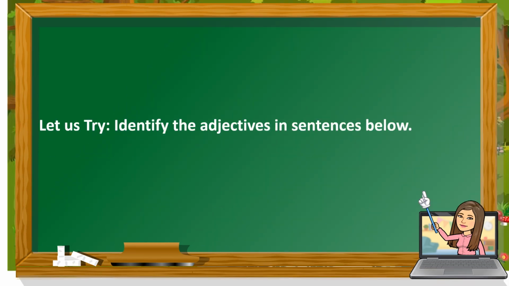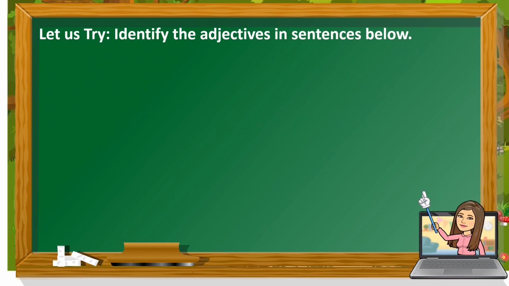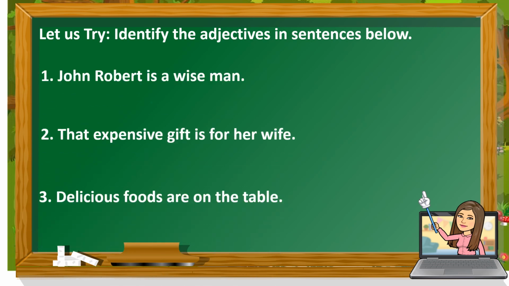So let us try. Identify the adjectives in sentences below. So we have three sentences. 1, 2, and 3. Okay, so let us answer the first one. John Robert is a wise man. Okay, so obviously we are talking about a man. So what kind of man is John Robert? So wise. So in number one, the adjective is wise.